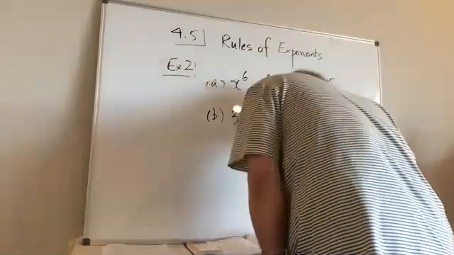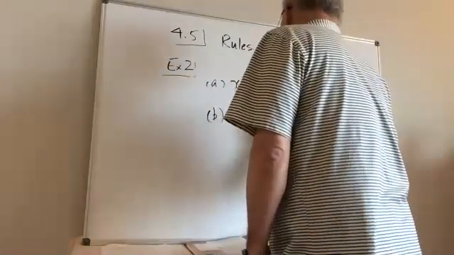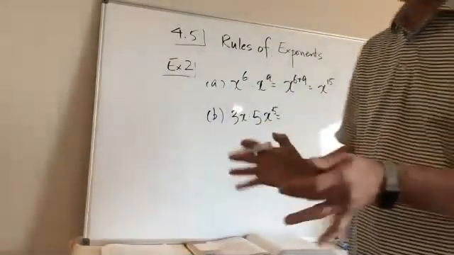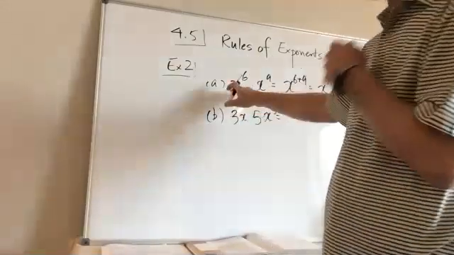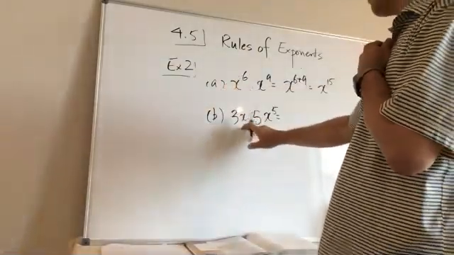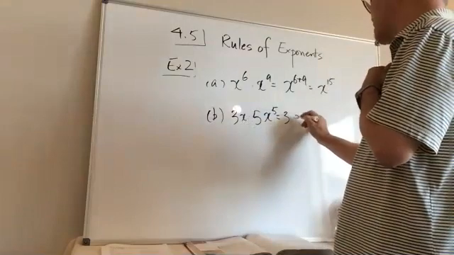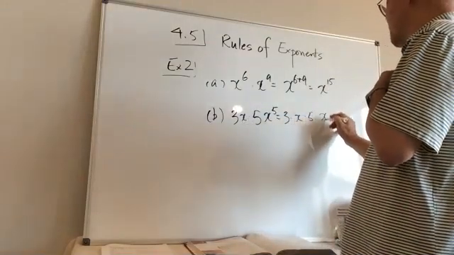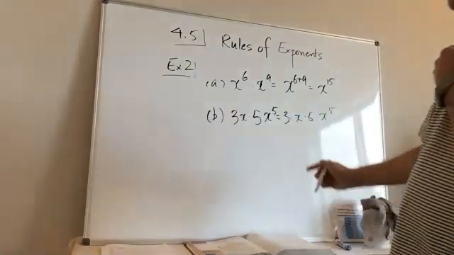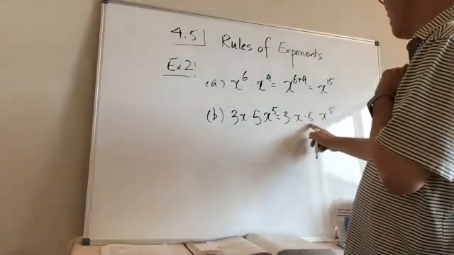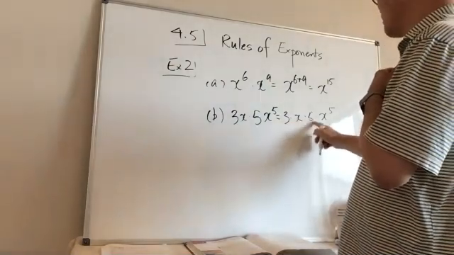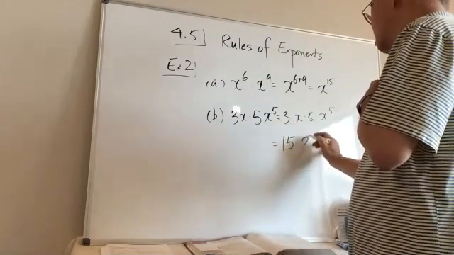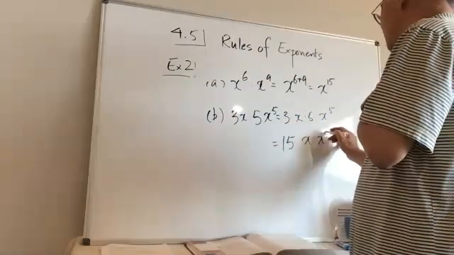All right. B, we have 3x times 5x to the 5th. Okay, so on this one, we have a little bit of rearranging to do. It's the same thing as A. We have to do a little bit of rearranging here. 3x is 3 times x. Then we're going to multiply 5 times x to the 5th. Okay, so we're now going to take care of the number part together. So I have 3 times 5, so that is 15, and then I have x times x to the 5th.